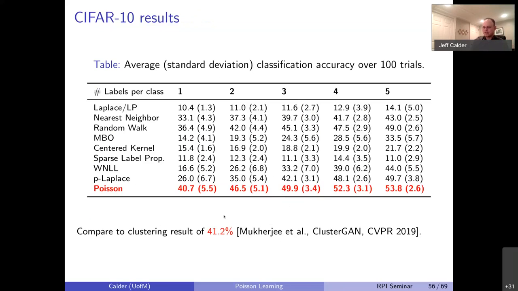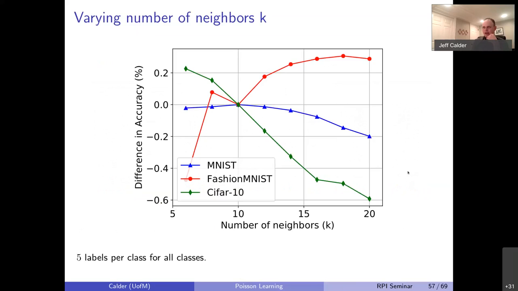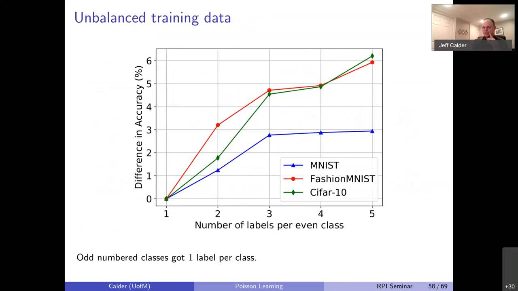The clustering performance to compare against is around 40% here. So we can match that at 1 label per class, then we can do better up to 5 labels per class. I'll show some higher label rates shortly. It's not very sensitive to number of neighbors, so we did some experiments here, and we tried unbalanced training data as well, which worked great.